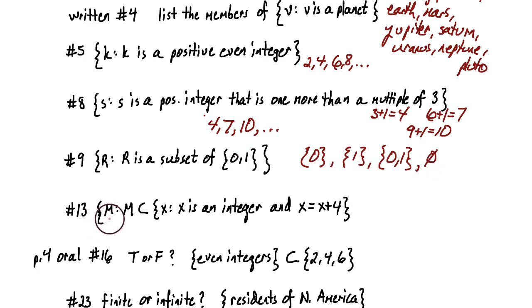Number 13, list all sets M such that M is a subset of set X, where X is an integer and X is equal to X plus 4. When we think about what X might be, there is no number where the number is equal to itself plus 4. So the answer for number 13 is the empty set.